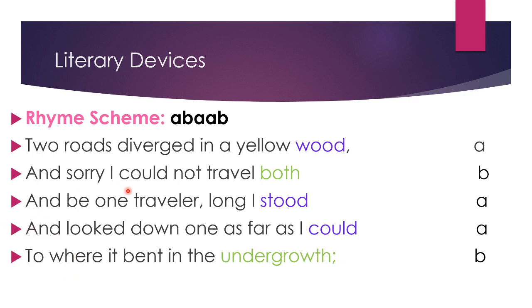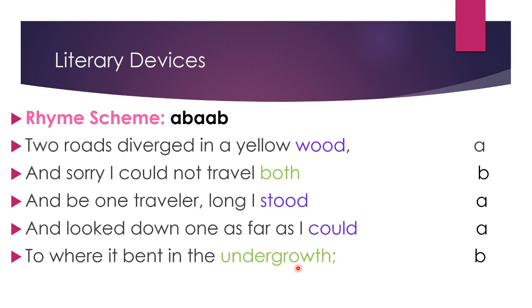Let's discuss that. I've taken the first stanza. Two roads diverged in a yellow wood, and sorry I could not travel both, and be one traveller, long I stood, and looked down one as far as I could, to where it bent in the undergrowth. Now you can see that I've highlighted the last word of every line. Wood, stood and could are in blue color, and both and undergrowth are in green color. This is because these words are rhyming with each other.